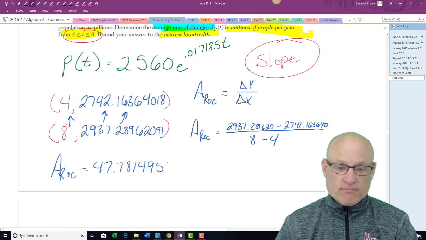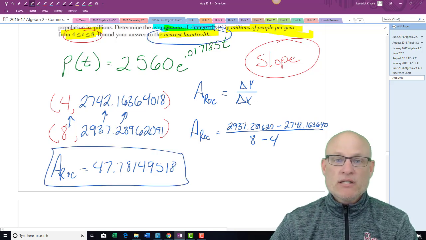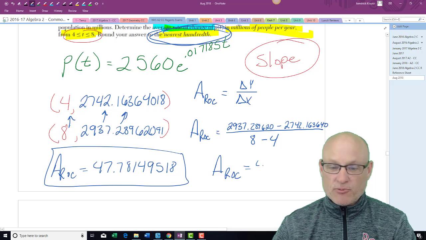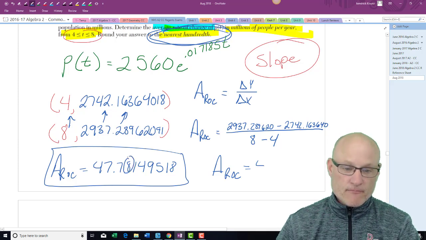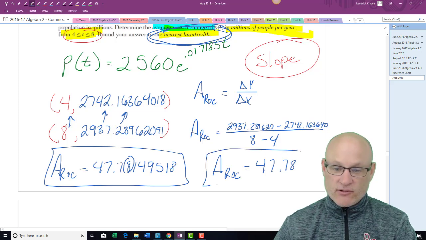78149,518. And then I'm going to go back up to the problem. I'm going to say, oh, nearest hundredth. So my final answer, now you got to be careful. I know I just boxed that in. I probably shouldn't. Is hundredths place. This is my hundredths place right here. 47.78. This is your final answer.